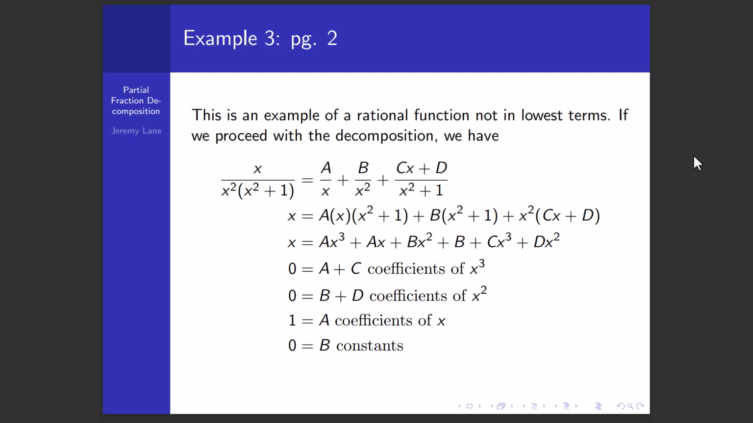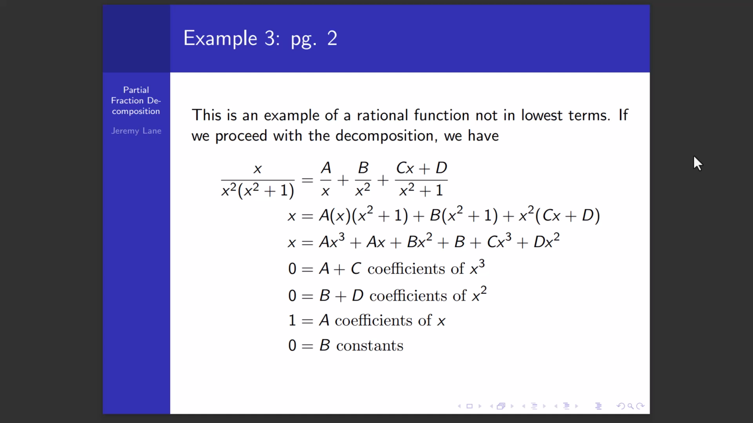Remember, when you have repeated linear factors, you write out each of those lower powers of the linear factor along with the current one. Then we have this irreducible quadratic x squared plus 1 as another factor in the denominator, so that numerator is going to be cx plus d.